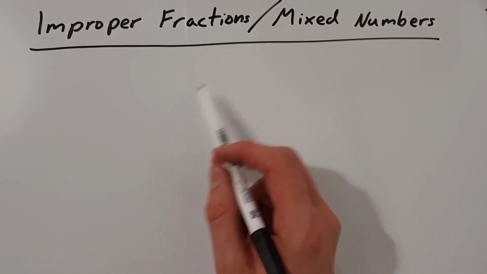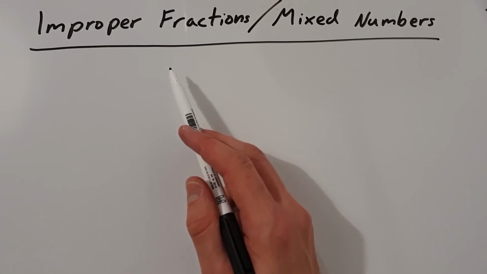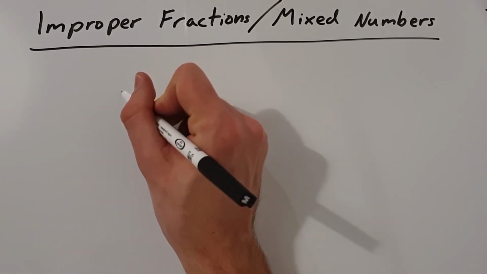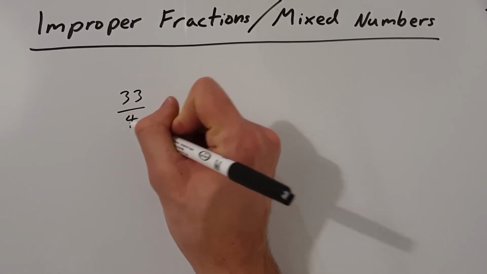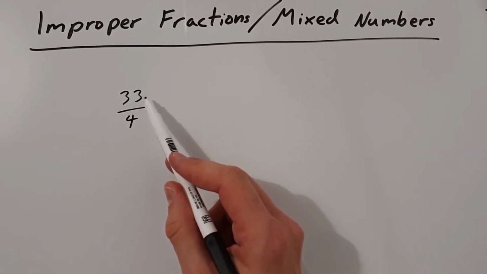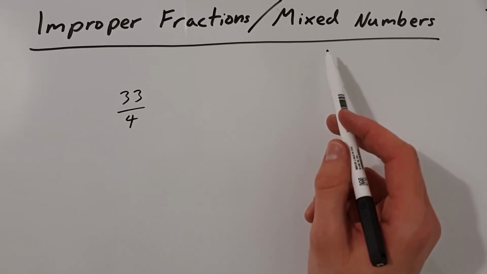So we're going to start with a mixed number and we can convert it into an improper fraction. So let's pick a random example of 33 over 4. Okay, improper fraction: the numerator is bigger than the denominator. So how do we go about turning this into a mixed number?